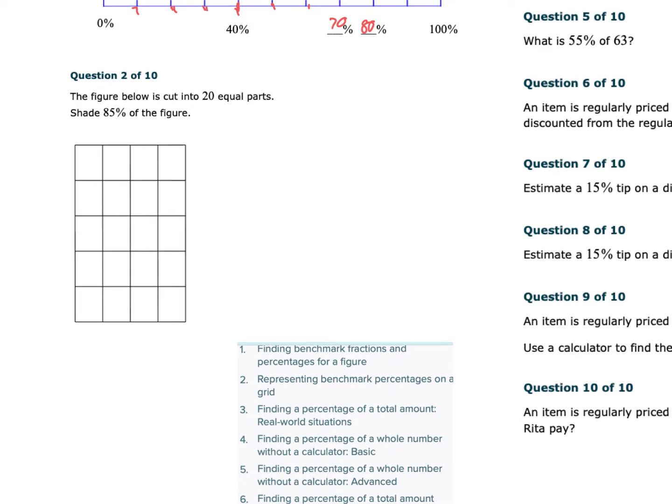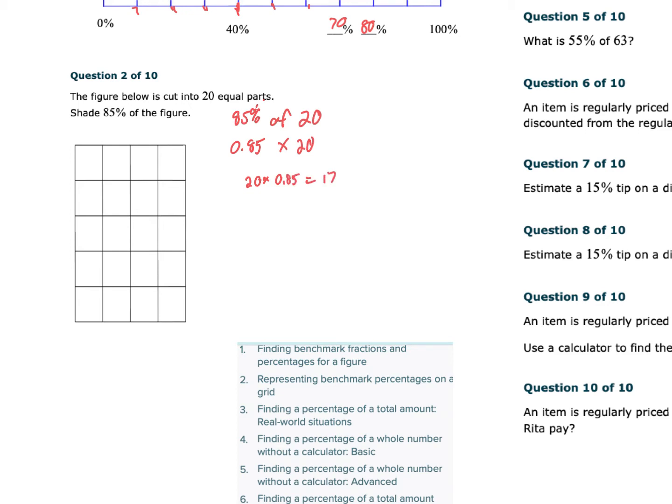Okay, and the second one, the figure below is cut into 20 equal parts. Shade 85% of the figure. So 85% of 20. Remember what we put in our notes yesterday. We want to change percents to decimals. So 85 per 100, 85 hundredths. Move the decimal 2 spots. Of means multiply. 0.85 times 20 is basically what we're doing. So we could just do 20 times 0.85, which is going to give you 17.